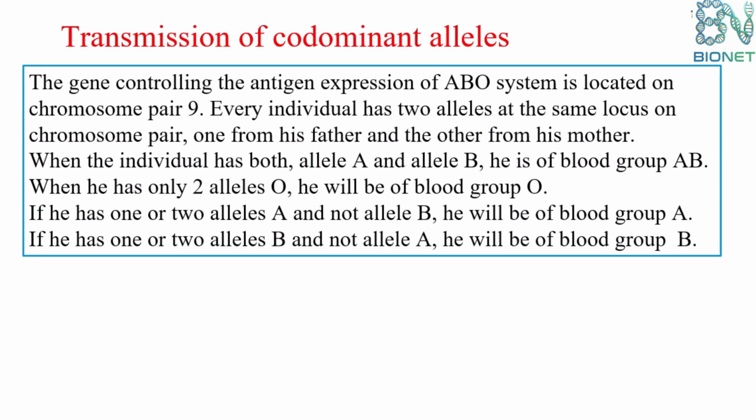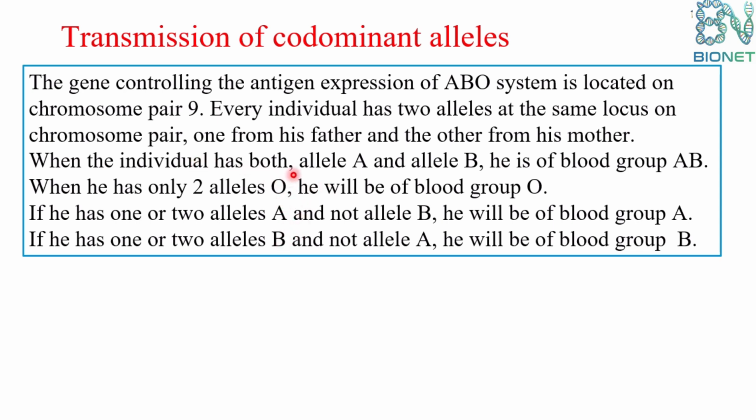Another case, the case of co-dominant alleles. Here we are going to study the gene determining the blood types in the ABO system. This gene is located on chromosome number 9. This gene has three allelic forms, the three alleles A, B, and O.